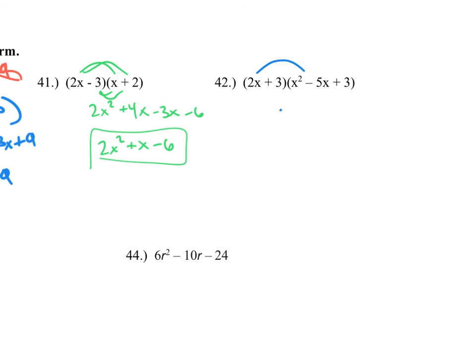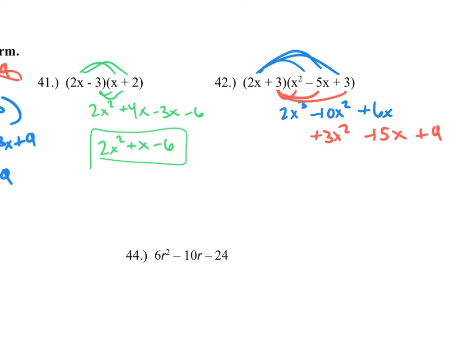Here, we're just going to continue to distribute to everybody. So we'll get 2x cubed minus 10x squared plus 6x. And then we'll get a plus 3x squared minus 15x plus 9. And when I combine like terms, we'll get 2x cubed minus 7x squared minus 9x plus 9.